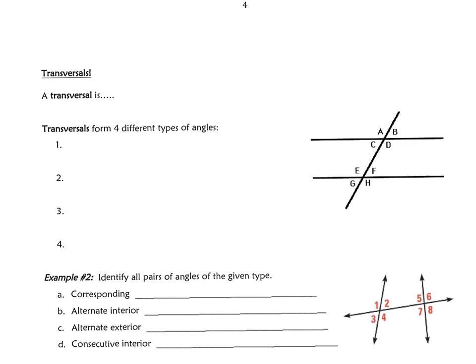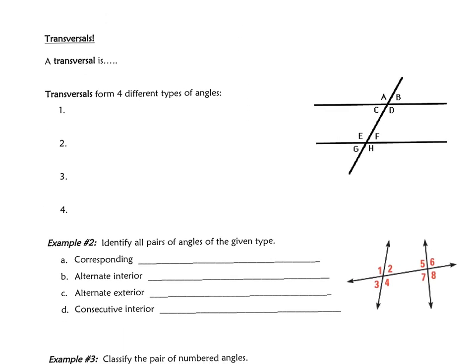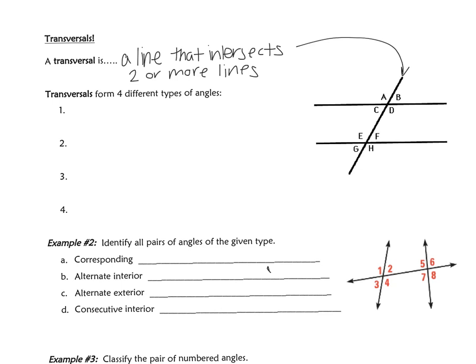Let's go on to transversals. So, a transversal, and then there's four types of angles that go with. A transversal, vocab for you, is a line that intersects two or more lines. So I have a look at the diagram on the right. This right here would be my transversal because it crosses those two lines.